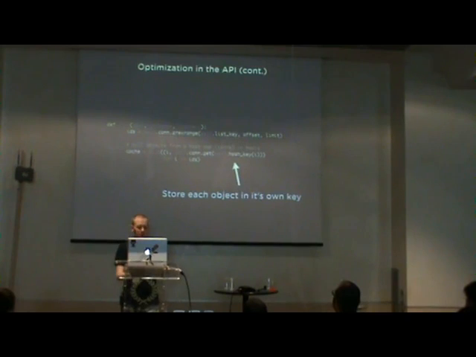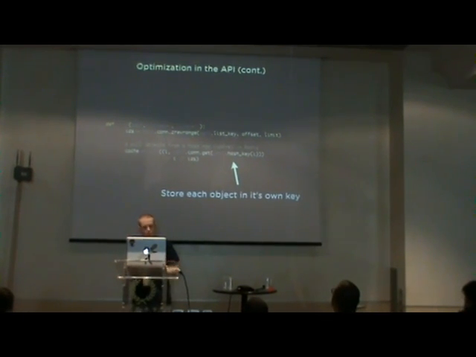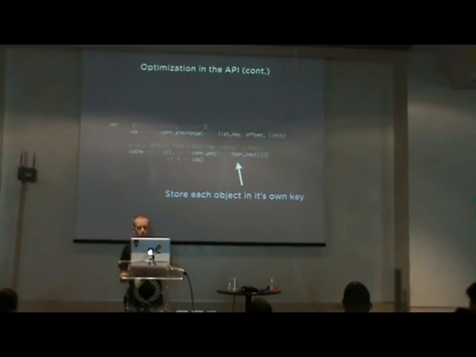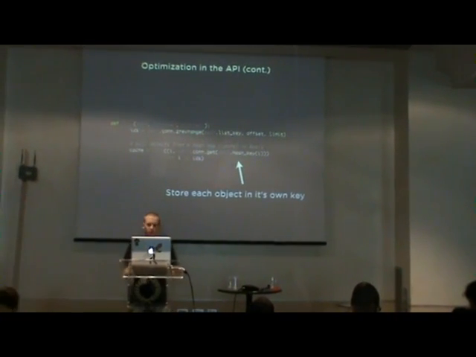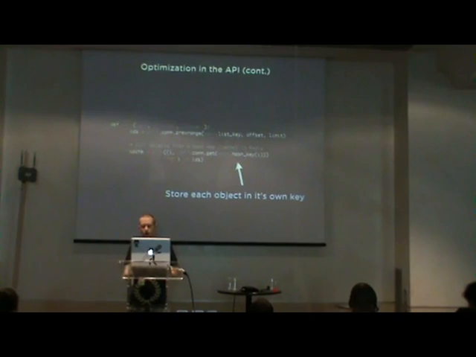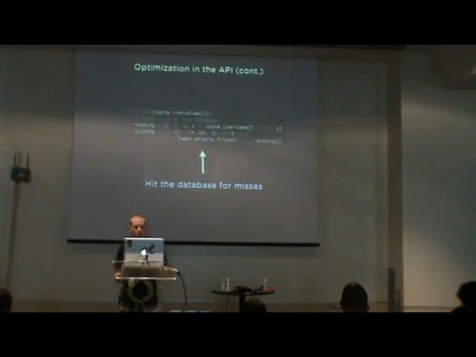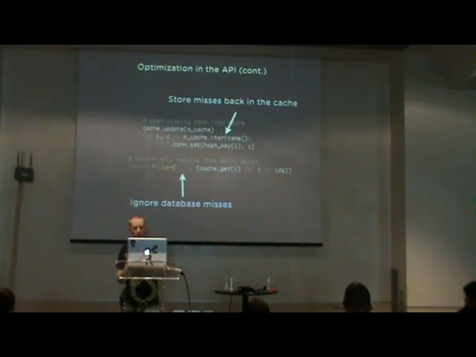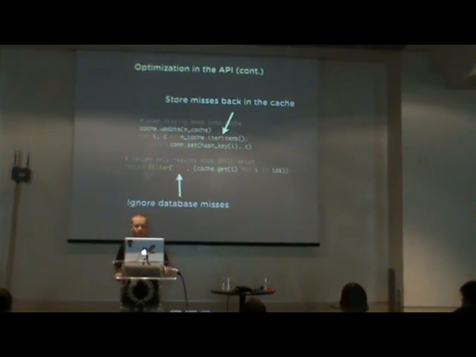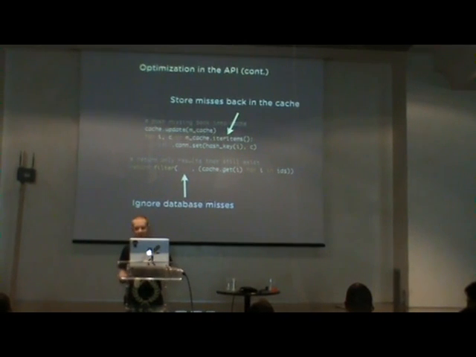So we're breaking this down a little bit more, and I just kind of went through this. But the first thing, again, we're storing each object in its own individual key, which makes it easy to invalidate, easy to push state. We hit the database for misses. We just do a primary key in list of missing IDs. And then we store those misses back in the cache, and then we use a little functional-ish programming to filter out the misses from the database.